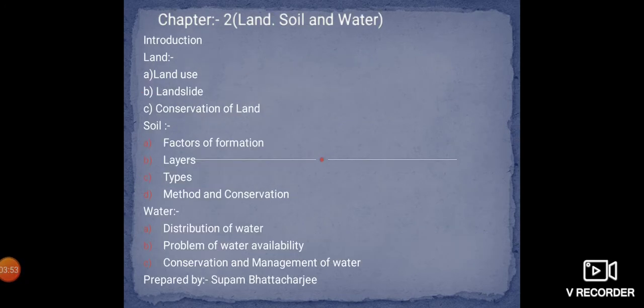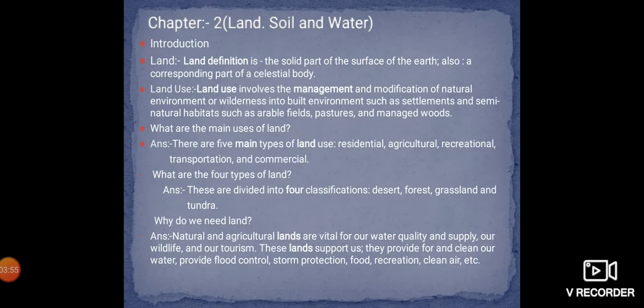Next point is uses of land. Land use involves the management and modification of natural environment or wilderness into built environments such as settlements and semi-natural habitats such as arable fields, pastures and managed woods. Basically, land use is based upon recreational, transportation, agricultural, residential and commercial purposes.